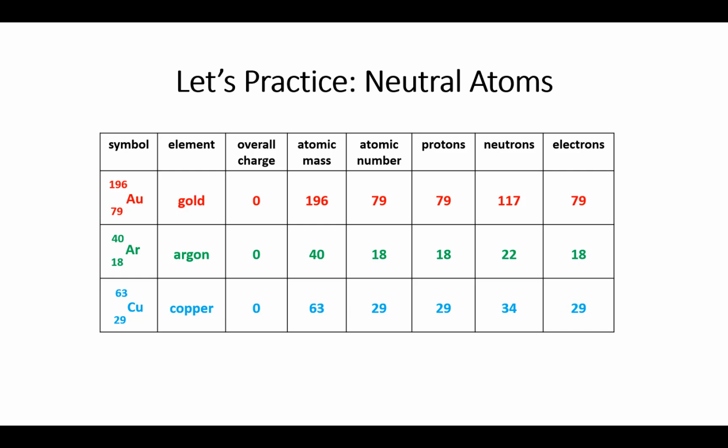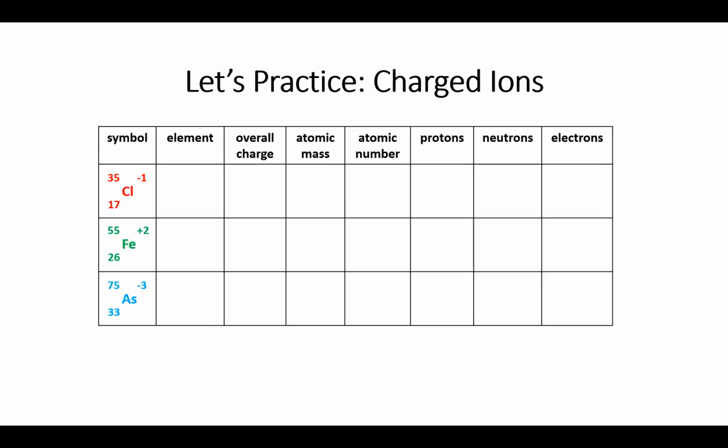Let's move on to a couple of examples of ions. Here we go. I've got 3 new symbols for you. Check them out in red, green, and blue. Take your periodic table, find those symbols, figure out what the element is. You could also use the atomic number if that's helpful for you. That also reveals what the element is. All right, we've got chlorine, iron, and arsenic. Next, look at overall charge. Do you see a charge in the upper right-hand corner? If so, write it down in this column.